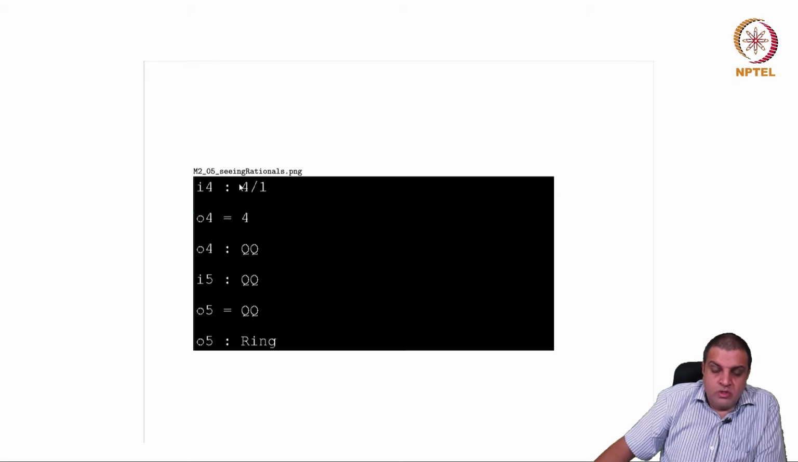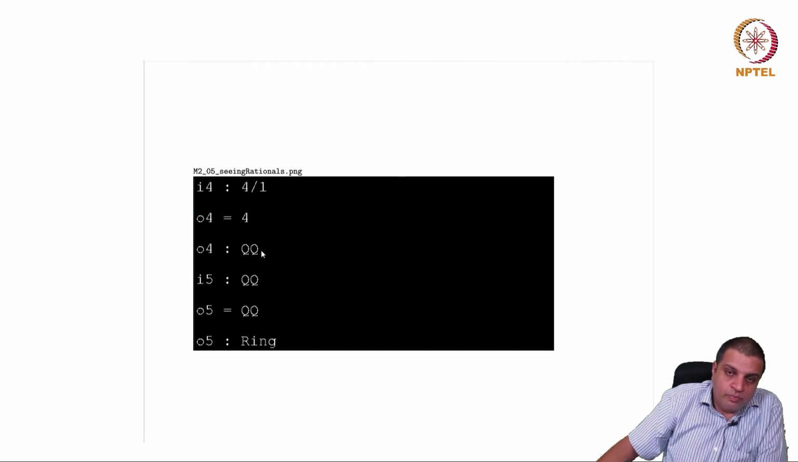So now we look at rationals. So I type 4/1. So Macaulay computes and says it is 4. Now it says it is QQ. That's the set of rationals. And I ask, okay, this is something that we just saw. So we ask Macaulay QQ. Then it says, yeah, QQ, it is a ring. And this is the notation for the set of rationals.